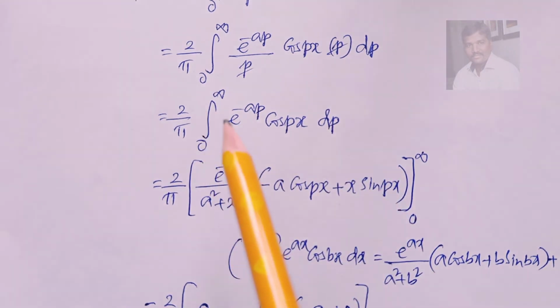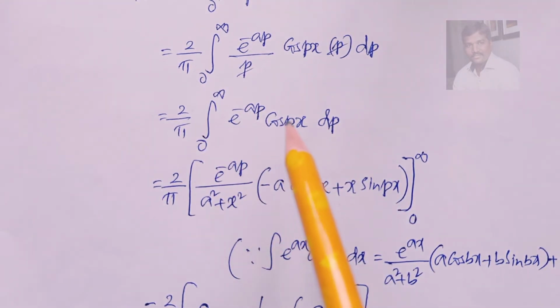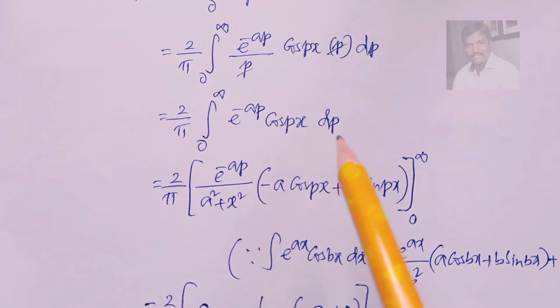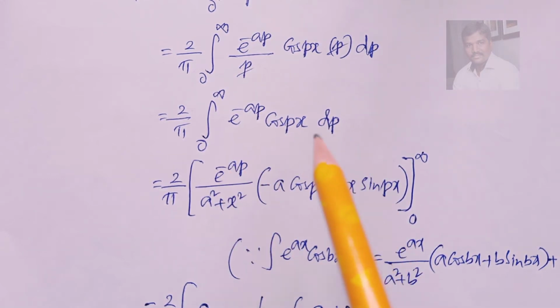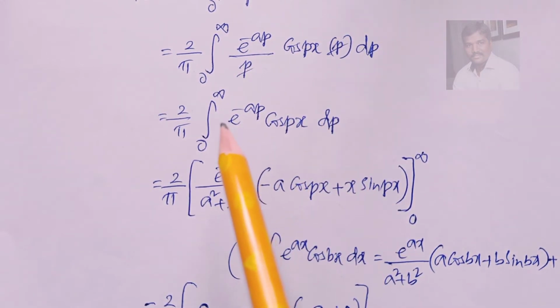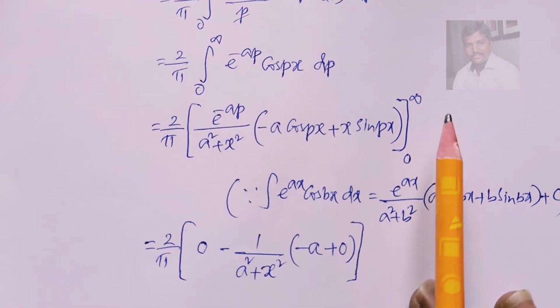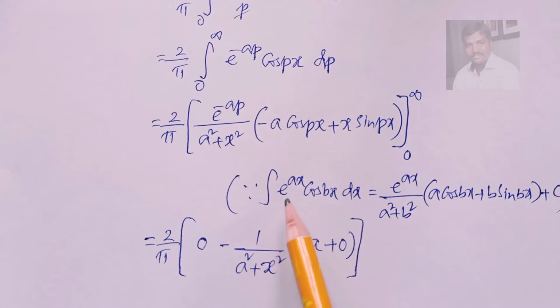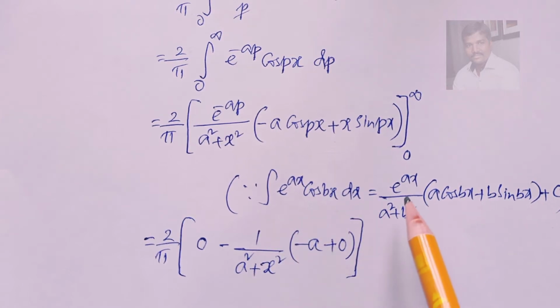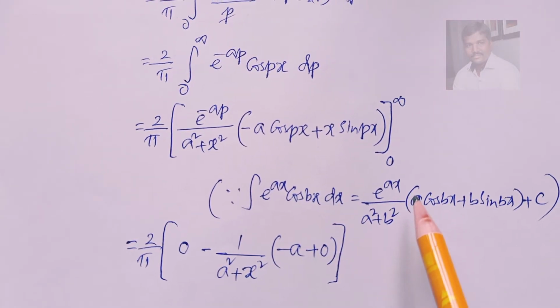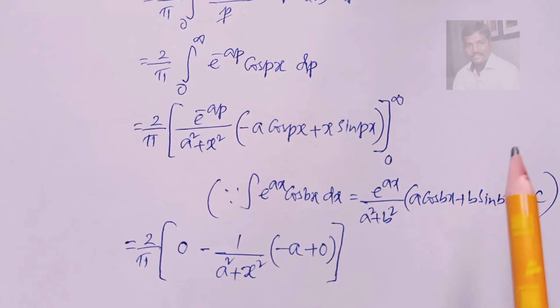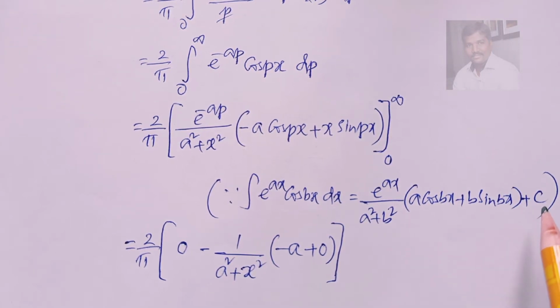Now for the integration we can use the formula. This is of the form e power ax into cos bx dx, here with respect to p, e power minus ap into cos px dp. This is the formula we use: integral e power ax into cos bx dx is equal to e power ax by a square plus b square into a cos bx plus b sin bx, plus c.